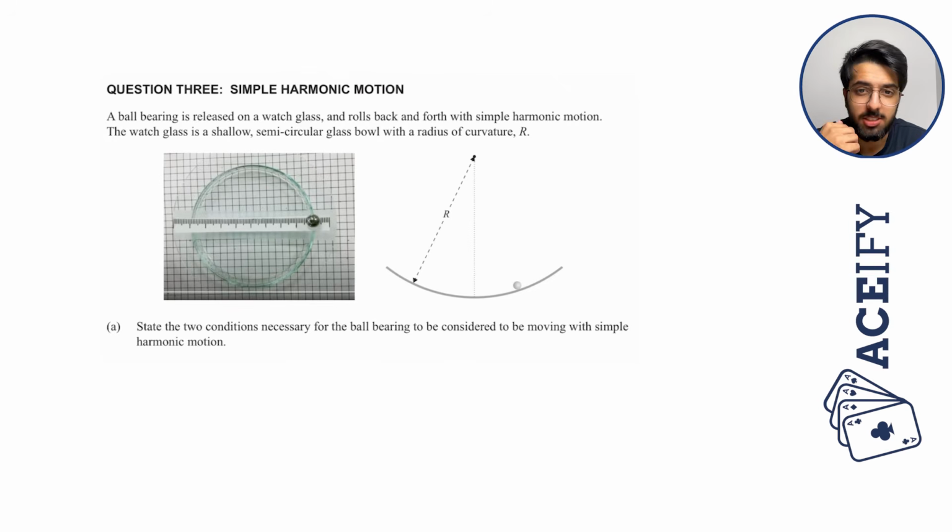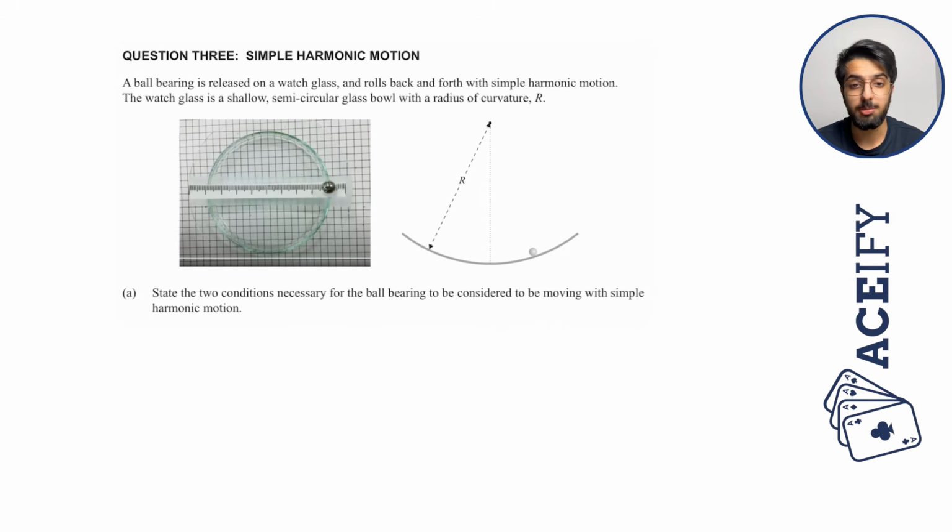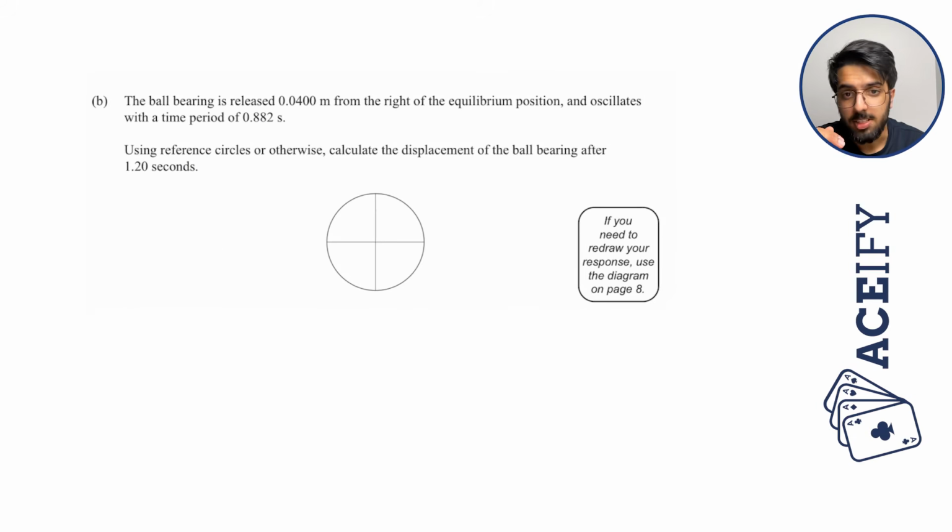A ball bearing is released on a watch glass and rolls back and forth in simple harmonic motion. State the 2 conditions necessary for the ball bearing to be considered to be moving in simple harmonic motion. The restoring force must be proportional and in opposite direction to the displacement. The ball bearing is released 0.04 meters from the right of the equilibrium position and oscillates with a time period of 0.882 seconds. Use the reference circle or otherwise to calculate the displacement of the ball bearing after 1.2 seconds.